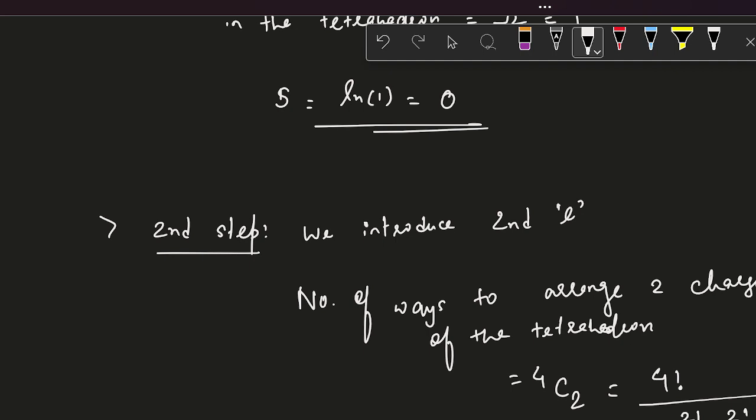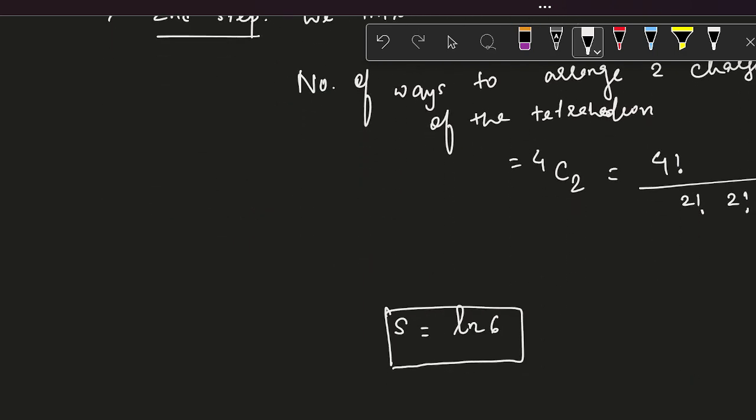This is your 2 factorial into 2 factorial. So this cancels out. 2 factorial is just 2. So this is 2 into 2, 4. And this is 6. Okay, so you have got 6, and as an omega value, this is the number of ways. So your S equal to just your K ln omega or ln 6. Okay, so second step is done.